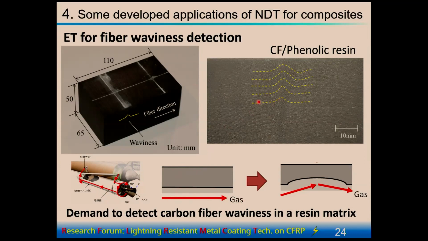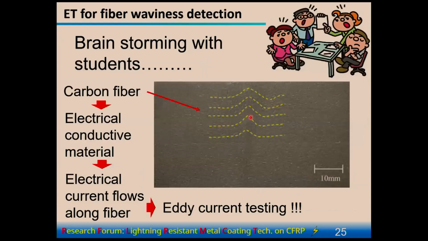But if there is fiber waviness inside of the composite material, then local erosion occurs like this. And if local erosion occurs, the thickness of some parts is reduced drastically. So we need to detect fiber waviness in this composite. But as you know, the diameter of the carbon fiber is very small, so it is very difficult to detect this kind of fiber waviness.